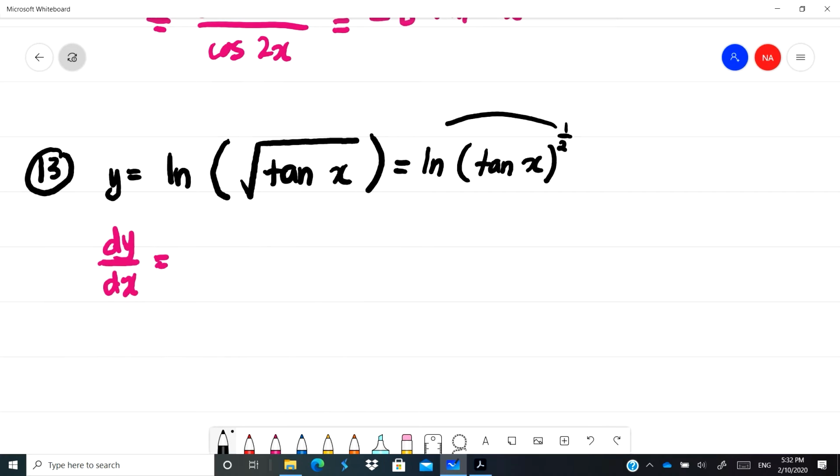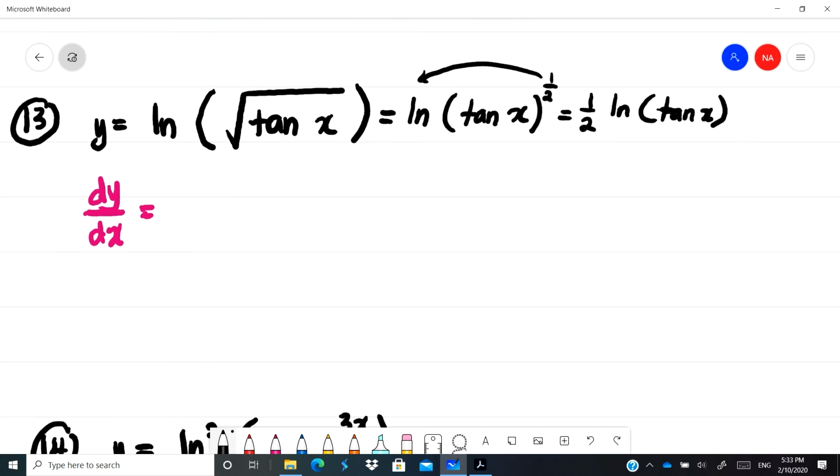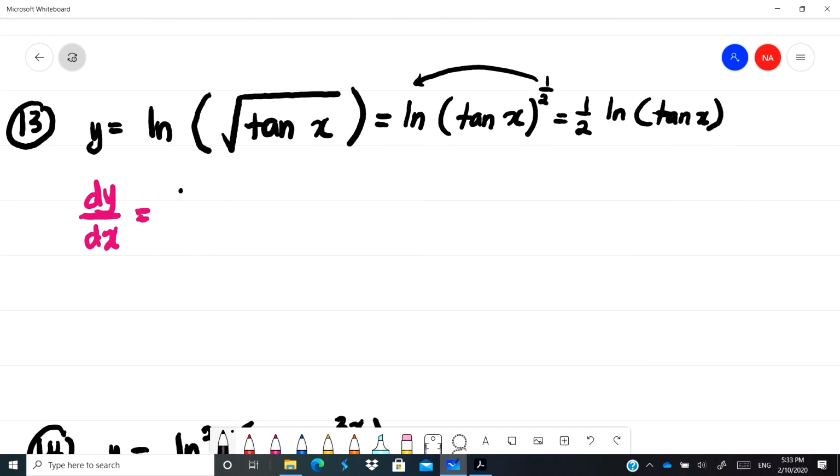You can bring this 1 over 2 in front there, so it will become 1 over 2 ln of tangent of x. Okay, something like this. So now you're going to differentiate this, so you'll have 1 over 2. Differentiating ln will give you multiply by 1 over tangent x. So now you're going to differentiate the one in the bracket, which is tangent x. So tangent x will give you a secant square x.